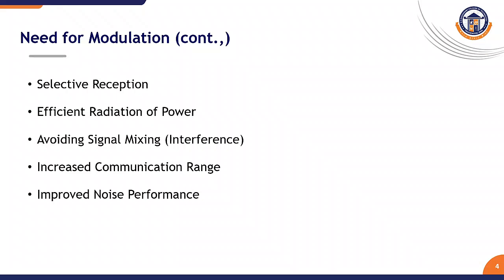Modulation also improves noise performance. Most types of noise affect the amplitude of a signal. By choosing appropriate modulation techniques like frequency modulation or phase modulation, the effect of noise can be reduced. This results in reliable signal reception at the receiver side.